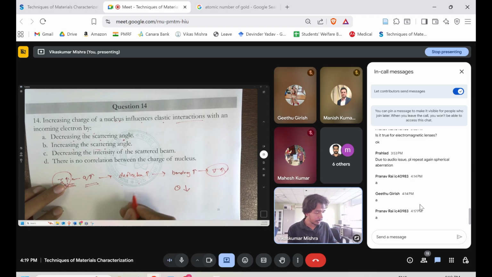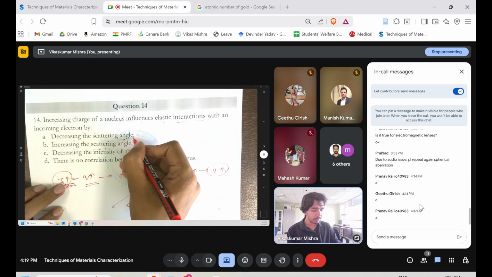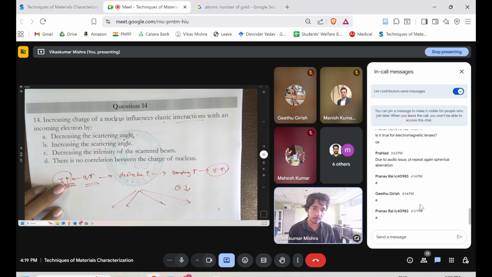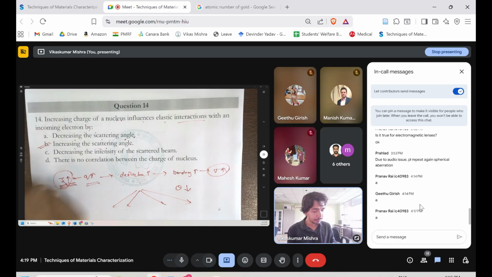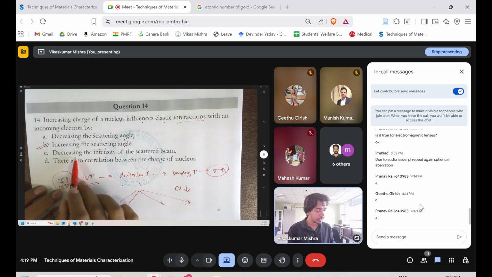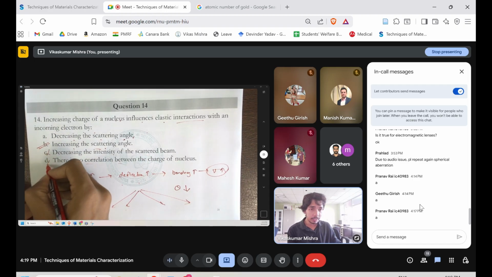If Z is more, it will scatter more, right? And the scattering angle will not decrease, it will increase. So the right answer will be option B. Decreasing the intensity of the scattered beam, there is no correlation between them. C and D are incorrect.